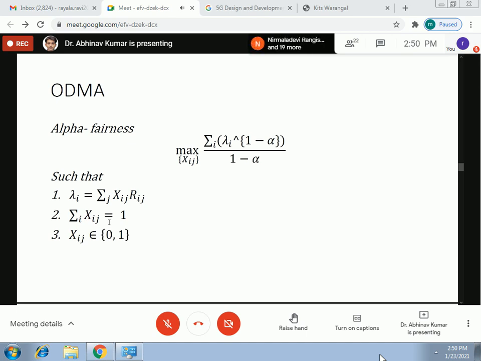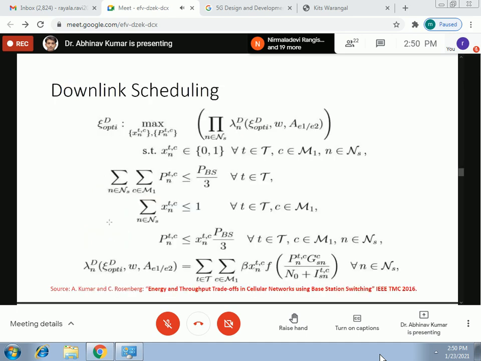Now let us generalize it even further. Let us do it for multiple time slots and multiple subcarriers together. So now I have multiple time slots represented by T and multiple subcarriers represented by C, and each user represented by N. So XNTC is again a binary optimization variable where XNTC represents if this resource block in time T on subcarrier C is allocated to user N, then the value should be equal to 1. If it is not allocated, the value should be equal to 0, right?